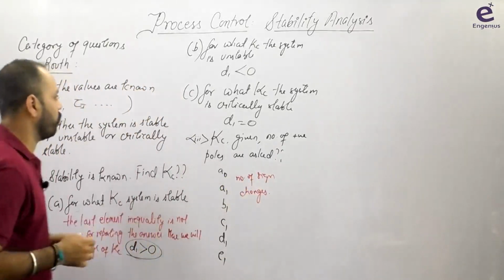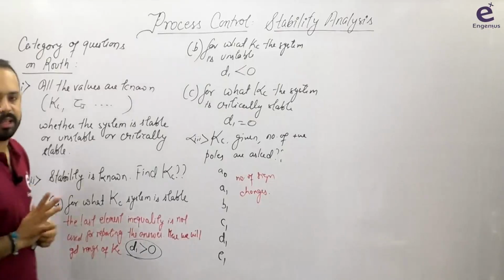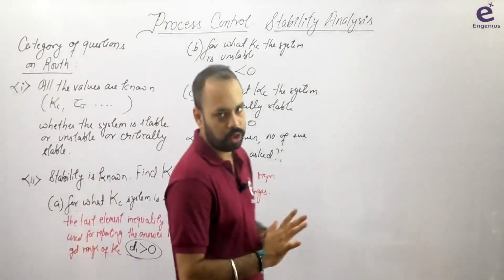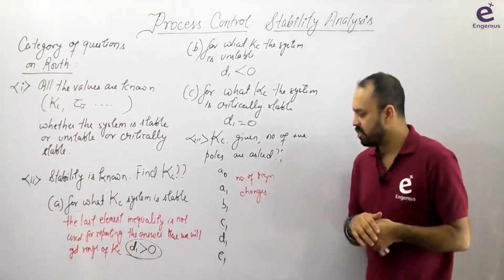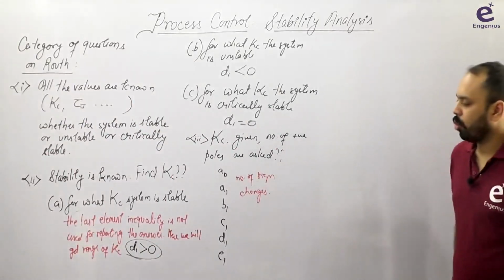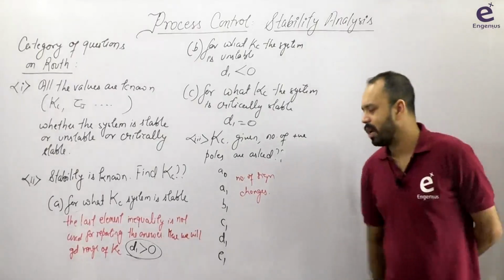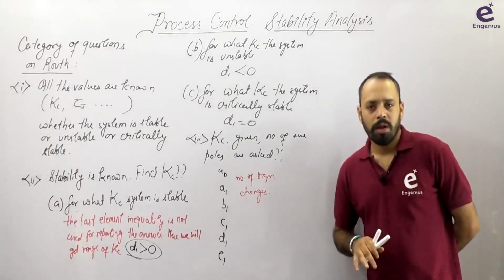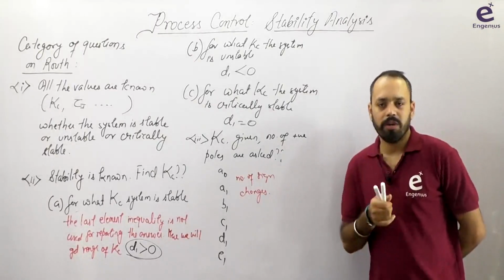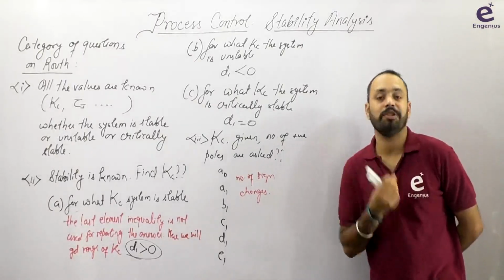That this many roots are positive. These are the categories of question based on Routh array. Because when the question says for what Kc the system is stable, many times students give me a value. I'm not asking you for a value. If I'm asking you about stability, you should get a range.